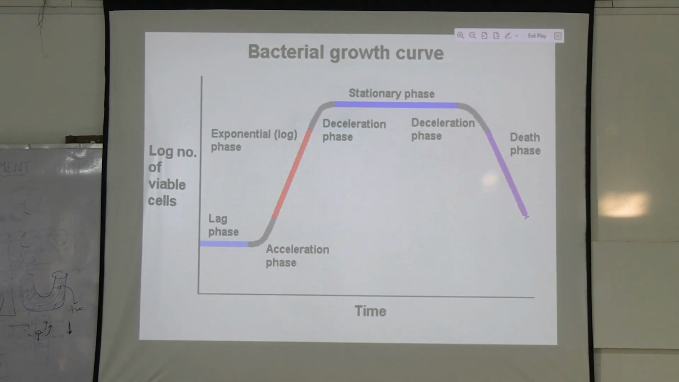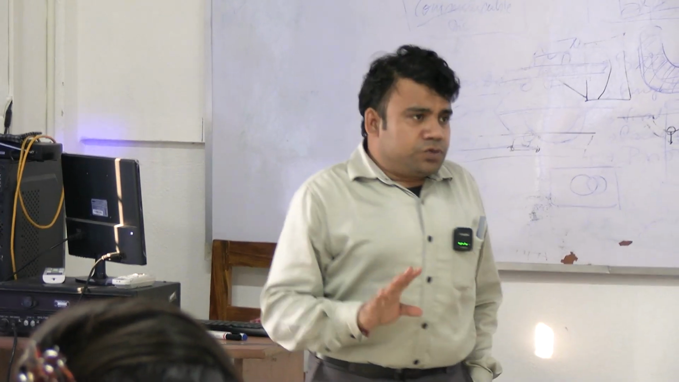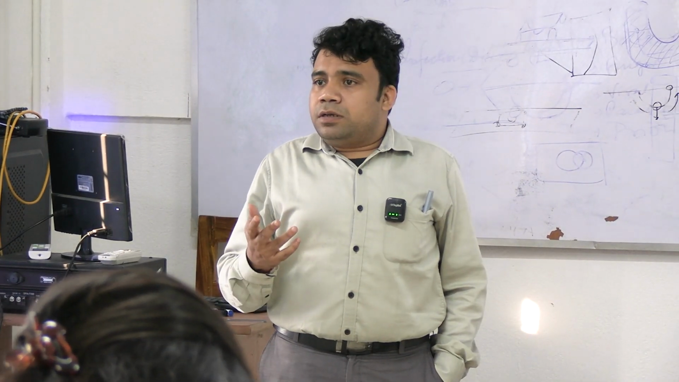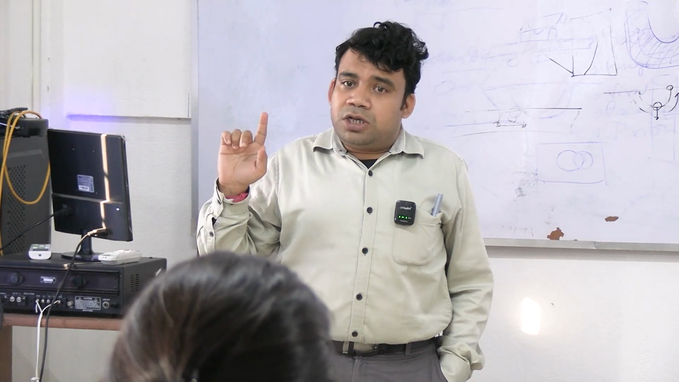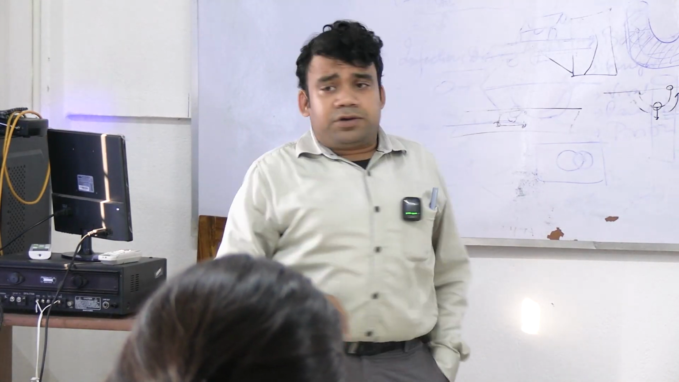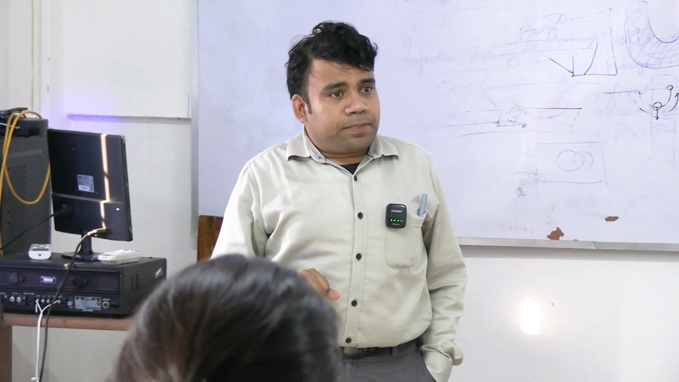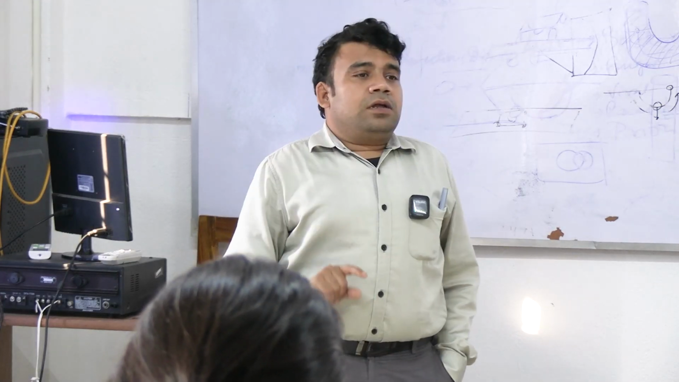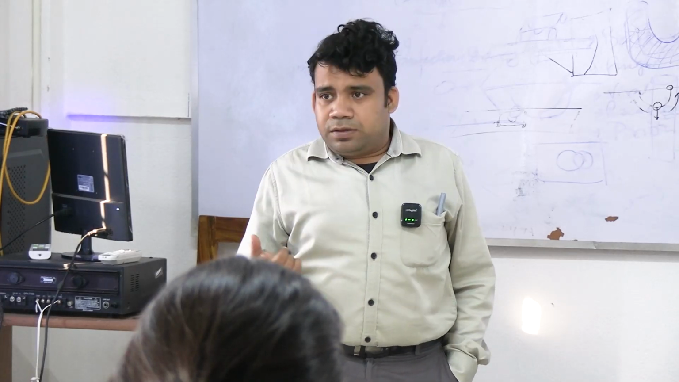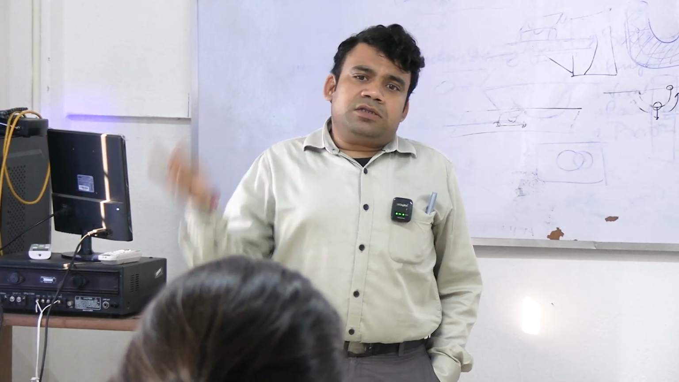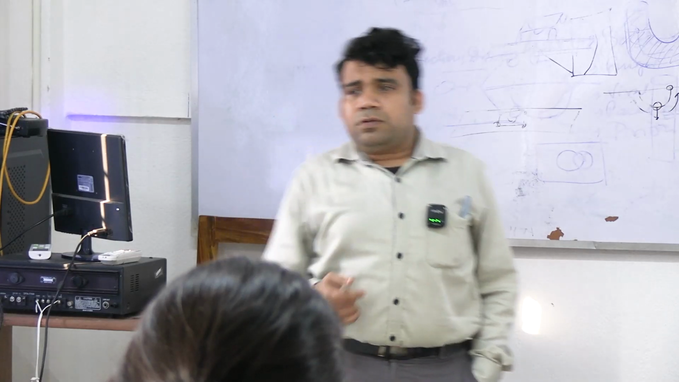After that, there is exhaustion of nutrients, and when exhaustion of nutrients occurs, what will happen? Division will further slow down, but the death rate will go on increasing. So the absolute number of viable bacteria will go down. So this is called the death phase. Over here, we are calculating the viable bacteria. That means those are living. Now, if I start calculating the total bacteria, what will happen? How will the graph look?